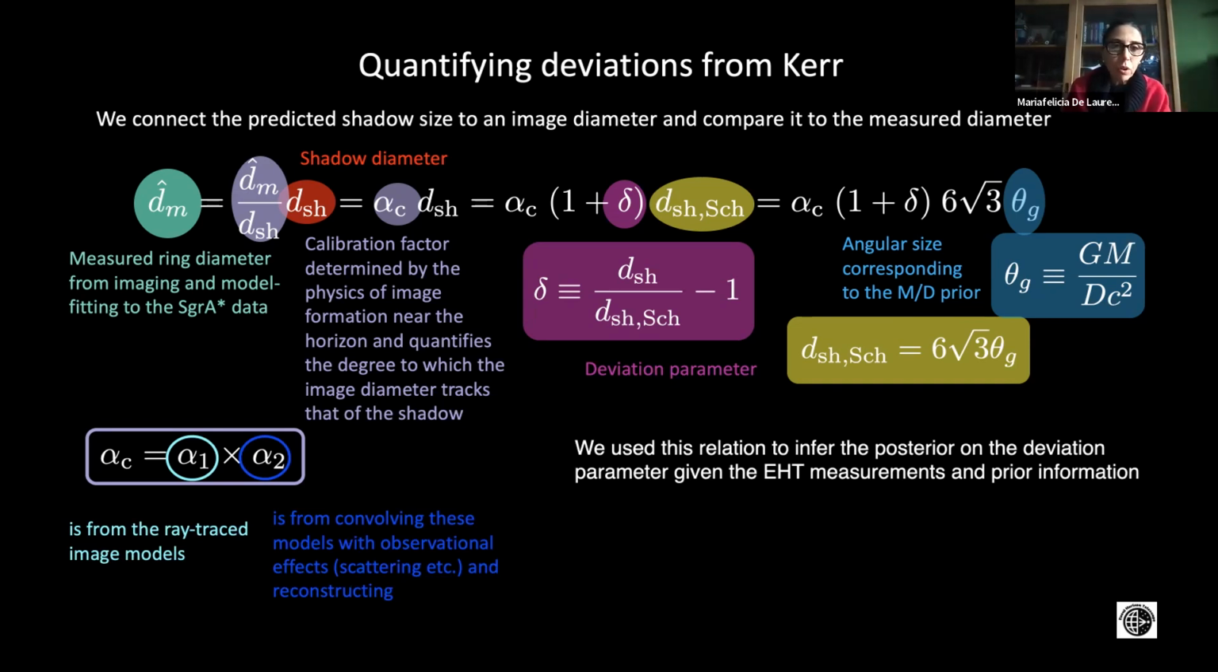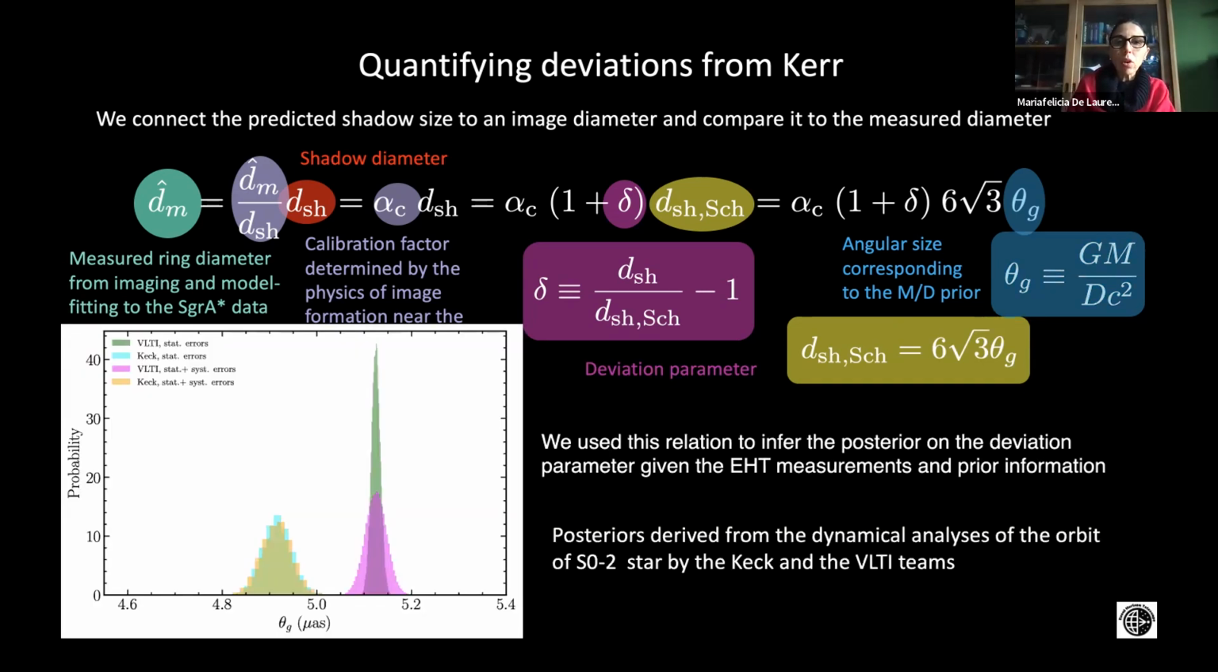What I have to stress now is that here we wrote that we used in the equation just one calibration factor, but this calibration factor is a product of two other calibration factors, because one comes from the ray-traced image model, and the second one is the convolving of this model with observational effects. So we used all these relations to infer the posterior on the deviation parameter given the EHT measurement and prior information.